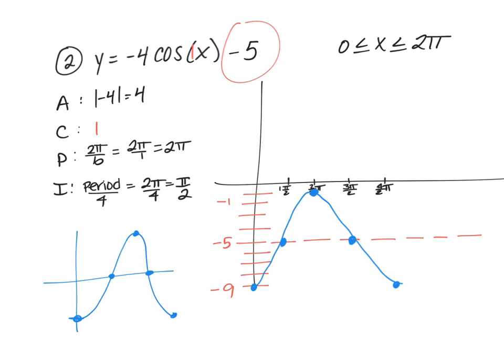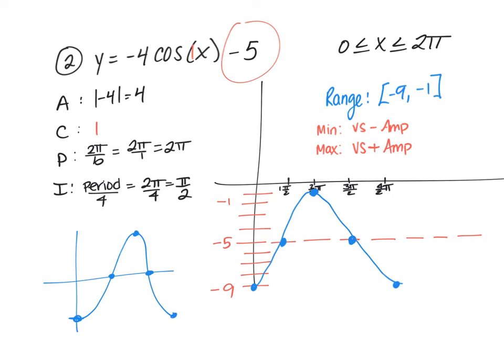Another thing I could ask you is to find the range. And the range in this one goes, the lowest value is -9 and the highest value is -1. And again, if you want to use those formulas to find the max and the min value, the minimum value is found by taking the vertical shift and subtracting the amplitude, and the maximum value is found by taking the vertical shift and adding the amplitude.